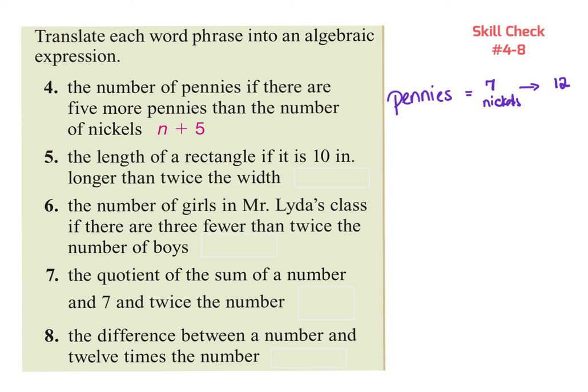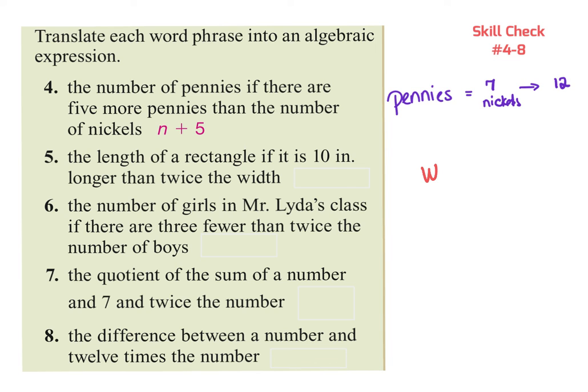The next one is similar. The length of a rectangle. That's what we're actually trying to find. But we want it in terms of the width. It is 10 inches longer than twice the width. Do I know the width? I do not. So I do not know what the width is. What do I need to do to the width, though? I need to do 2 things to it.